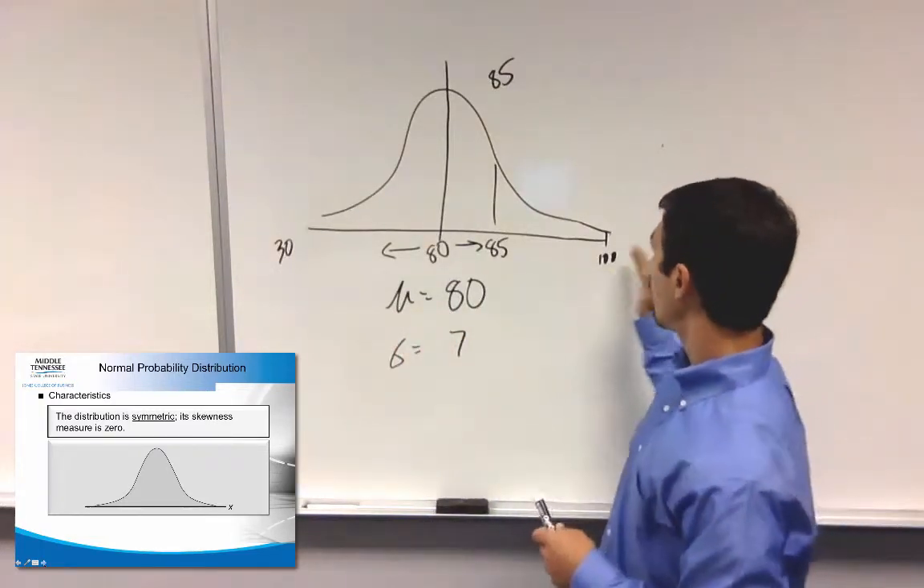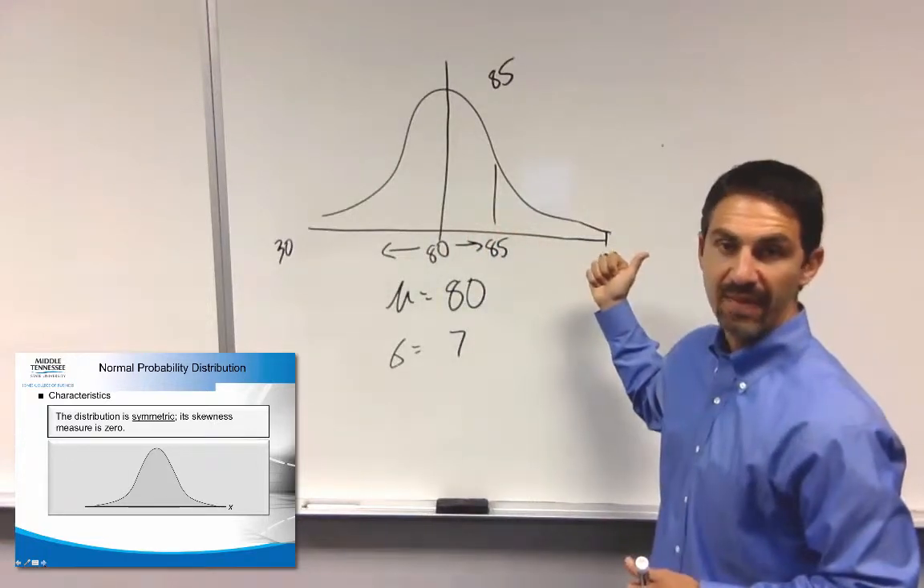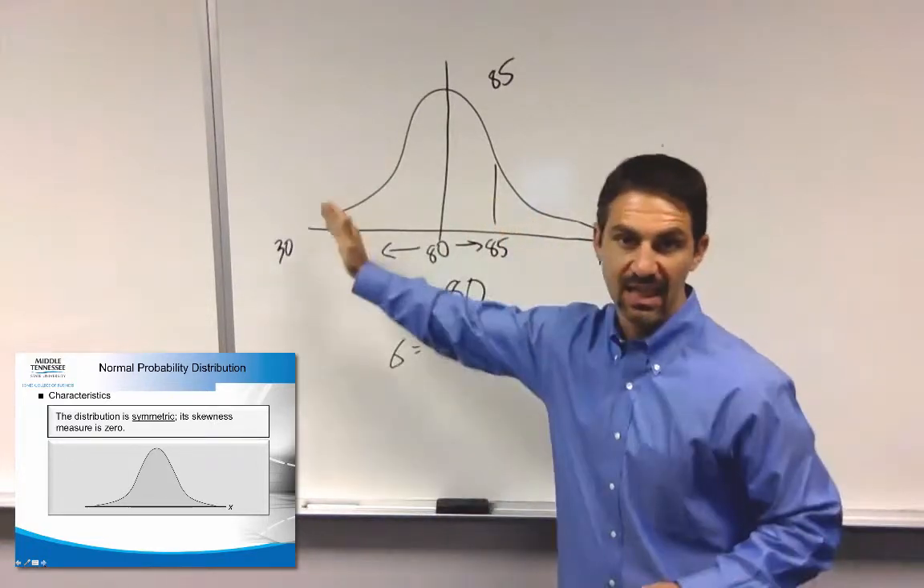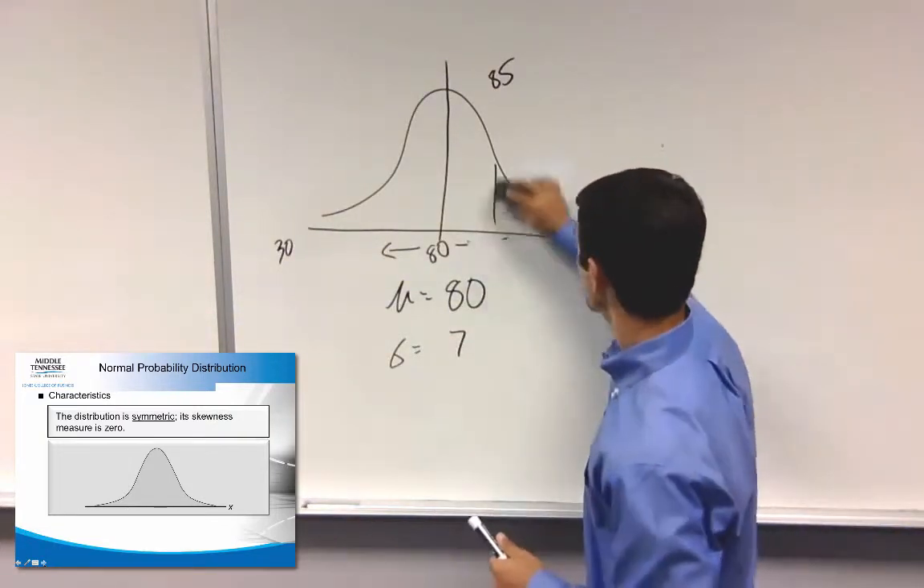So you can see that if it's greater than the mean, it's to the right. If it's less than the mean, it's to the left. Okay?